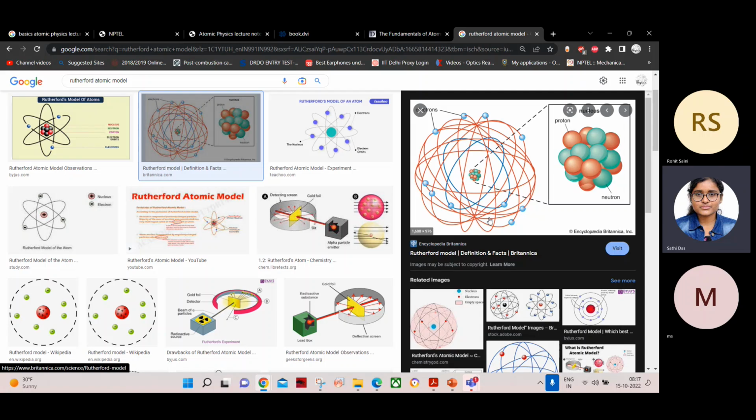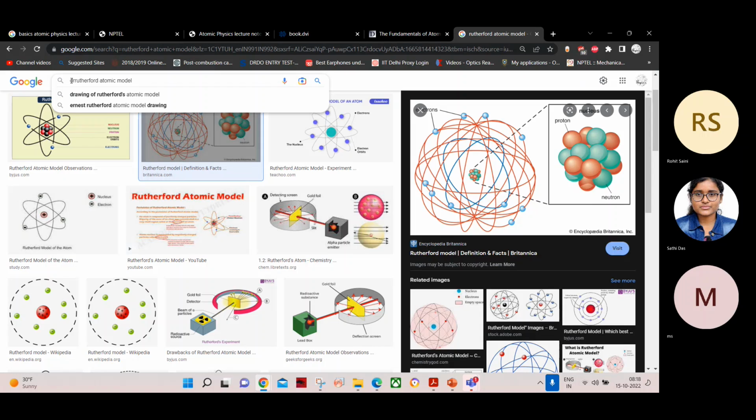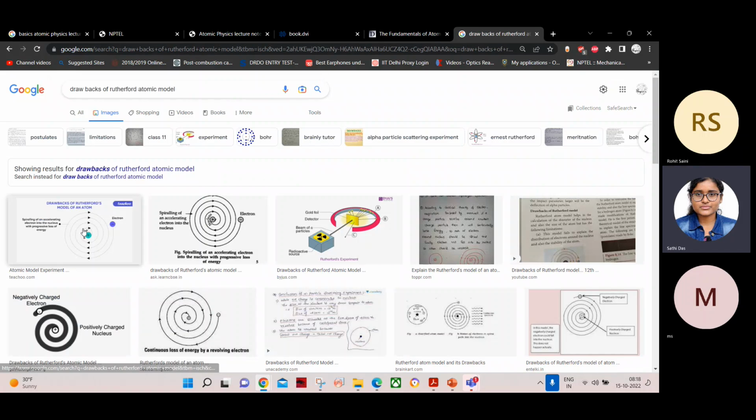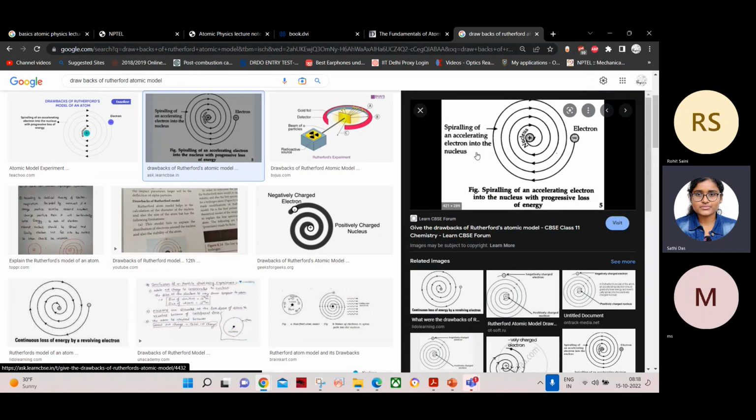There is no stability. So if you see the drawbacks of the Rutherford atomic model, this is the very specific diagram. If you are asked about the problem with the Rutherford model, this is the specific diagram which you should draw during the interview: the spiraling of an accelerating electron into the nucleus. And this doesn't give us any means of stability.